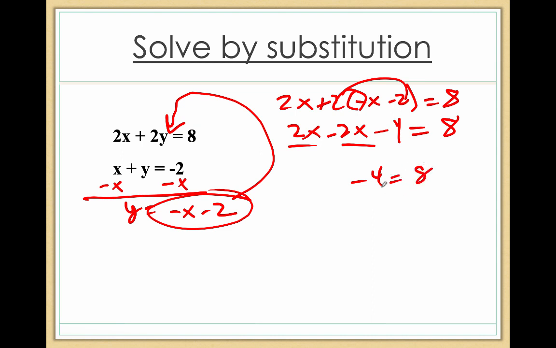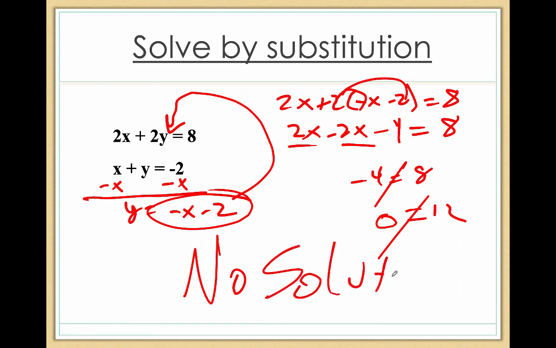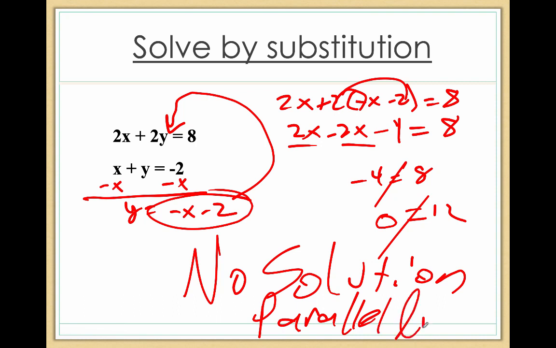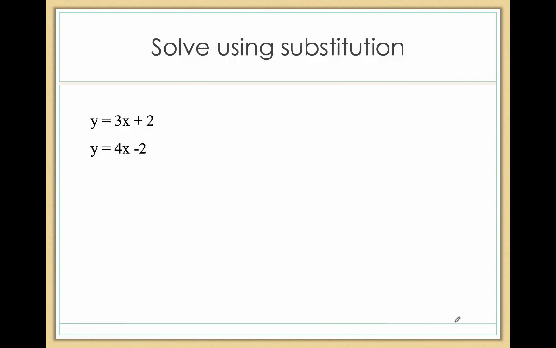Is negative 4 equal to 8? Absolutely not. You just can't do it, sir. Or maybe you would have added that 4 over and I had 0 equals 12. Is 0 equal to 12? It's not. Well, my x's went away. What's the deal here? If we get something that is untrue, it's no solution. And what kind of answers are no solution? Parallel lines.